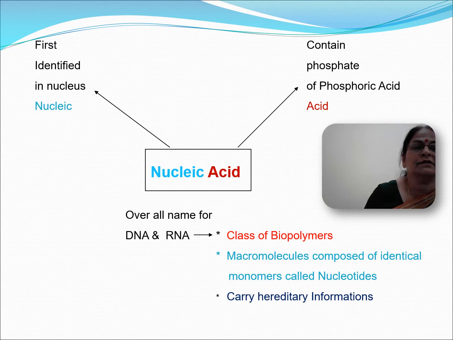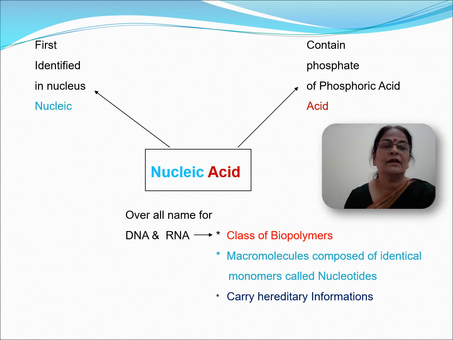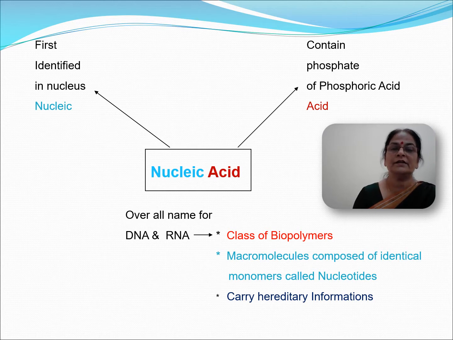Now this nucleic acid. Nucleic, it comes from nucleus because it was first identified in the nucleus. Acid, because it contains phosphate of the phosphoric acid, which imparts a polarity, a negative charge, and so it is acid. This nucleic acid is the overall name for DNA and RNA. DNA, deoxyribose nucleic acid, RNA, ribose nucleic acid.